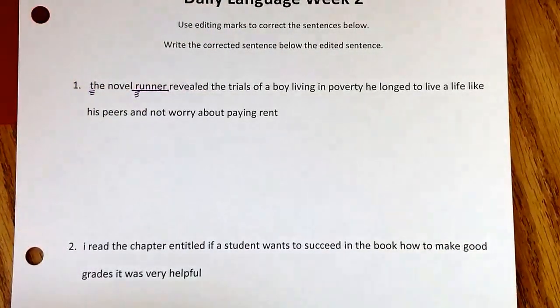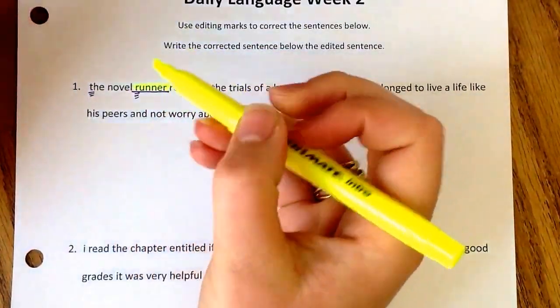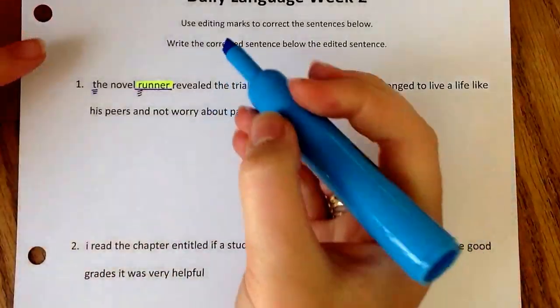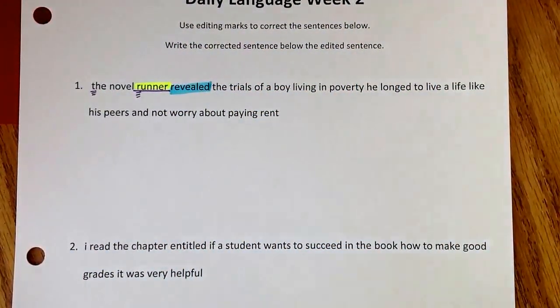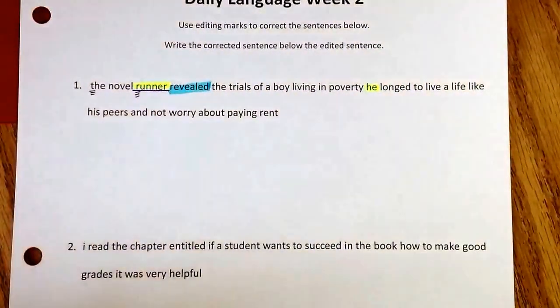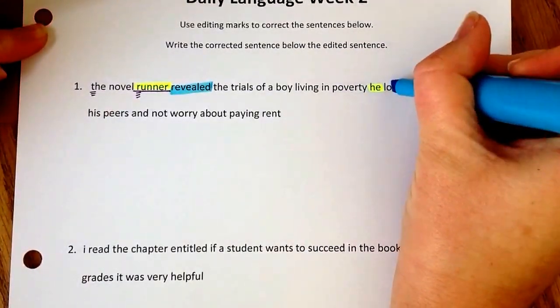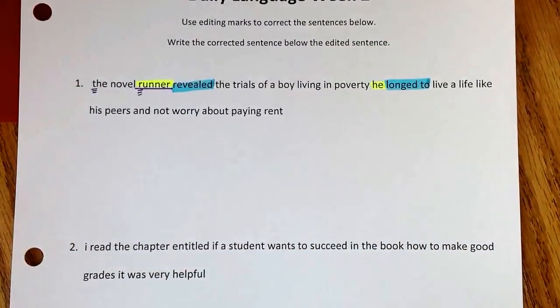When I look at this, I know that there's a subject. Runner is the subject. And I know that there's a predicate. In revealed, that's my simple predicate. But I'm noticing as I go through this that there's more than one. "He longed." The novel Runner revealed the trials of a boy living in poverty. He longed to live a life like his peers and not worry about paying rent.